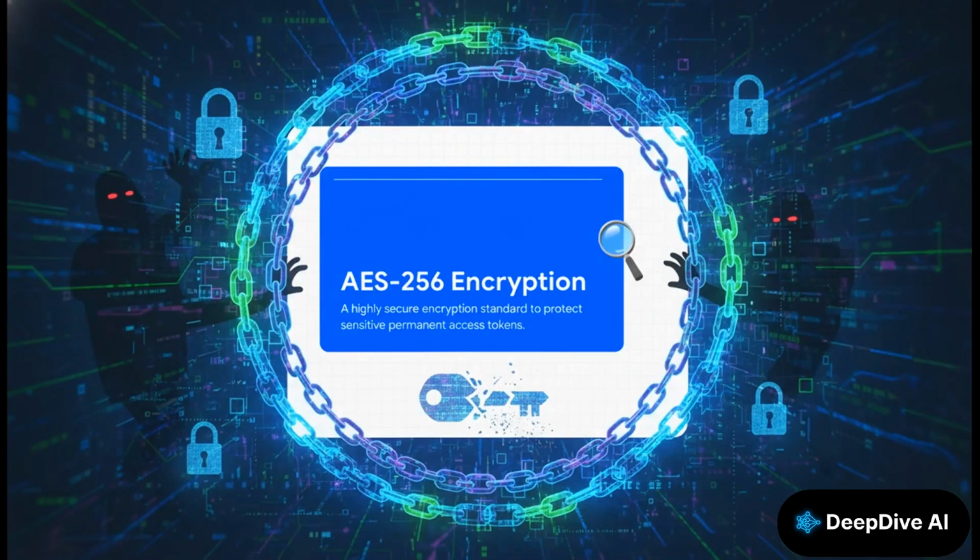But with great power comes great responsibility, right? You absolutely must use AES 256 encryption. Why does this matter so much to our small business owner? Well, that permanent token you just generated gives anyone who holds it absolute control over your automated messaging. If you store it in plain text on your computer, you're a sitting duck. Using a highly secure standard like AES 256 prevents hackers from stealing your permanent API keys. It's basically an impenetrable bank vault for your business's most sensitive digital assets. Seriously, never leave your keys out in the open.